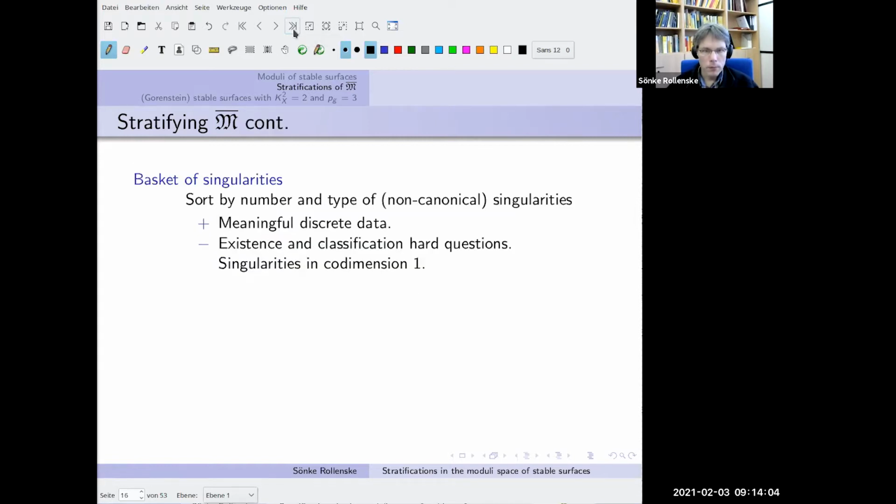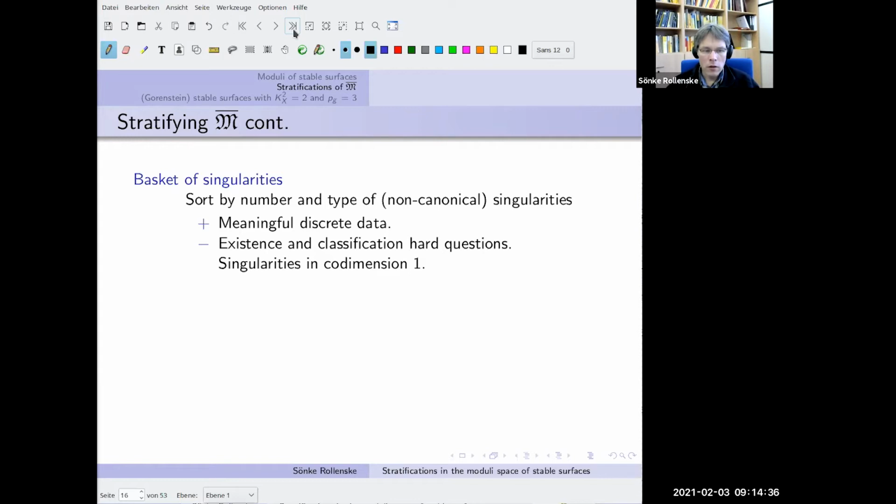Okay, there's a different idea. I look at my stable surface and I look at the basket of singularities. So I sort by the number and type of non-canonical singularities. This is very meaningful data, so it makes a lot of sense. But it's not so clear that I can just give myself a bunch of singularities and then decide: does this kind of surface exist? Doesn't it exist?